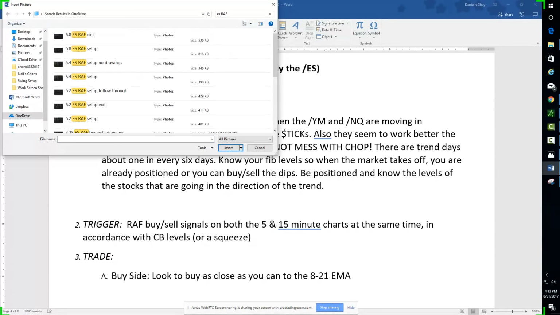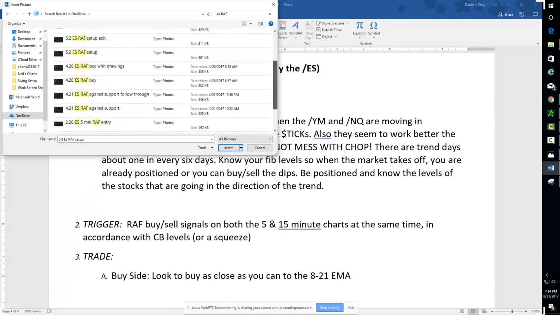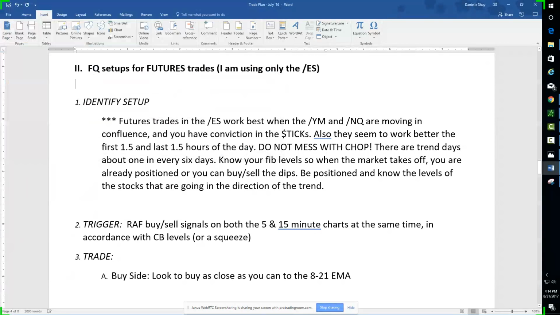So I do take screenshots of pretty much everything, and this is how I save them. I do it by the date, the symbol, and then what the setup was. That way I can sort through my pictures and say, okay, these are all my trades in the ES using the RAF. When I search for that, I have all of my images come up at the same time. I can pick one out.